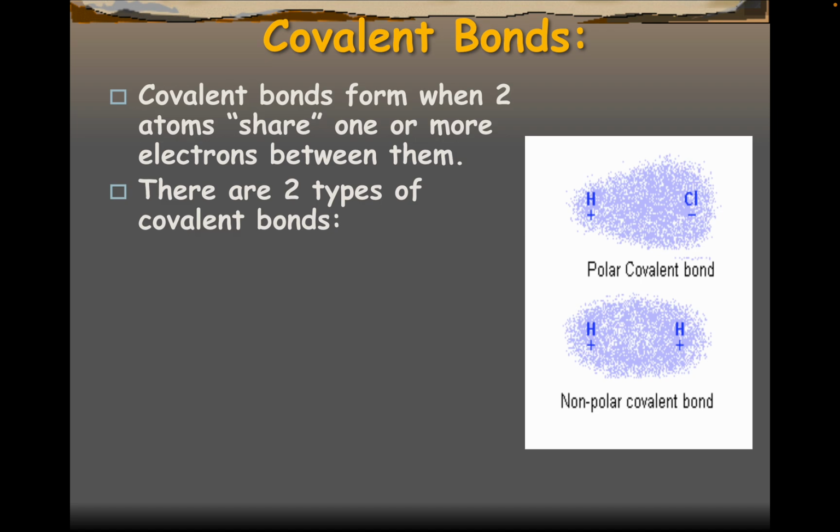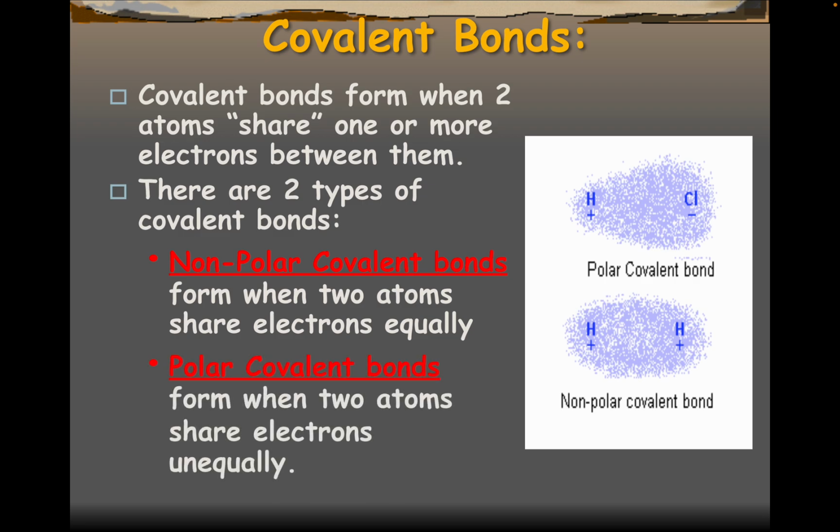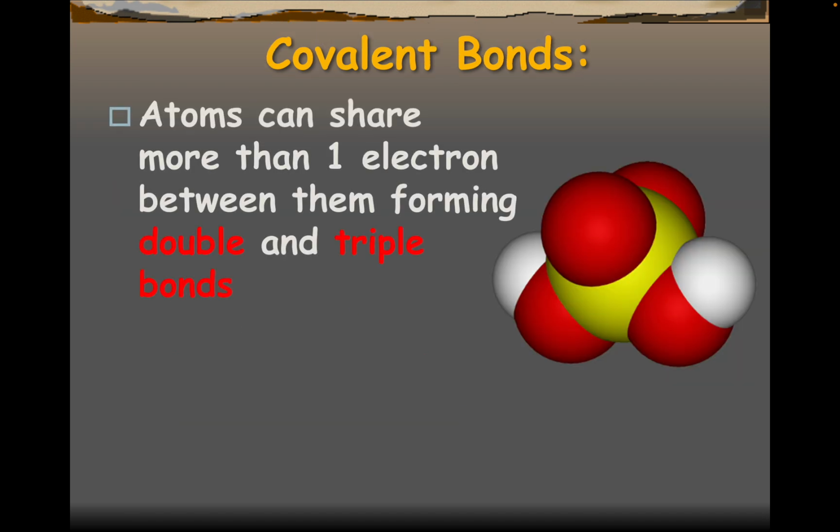Anyway, there's 2 types of covalent bonds that we deal with. Nonpolar covalent bonds form when 2 atoms share their electrons equally. A polar covalent bond occurs when 2 atoms share their electrons unequally. And that will happen when you have an element that is more electronegative, meaning it attracts the other electrons to it. And we talk about that in great detail later on. Okay? They can share more than one electron between them, forming double and triple bonds if they need to.